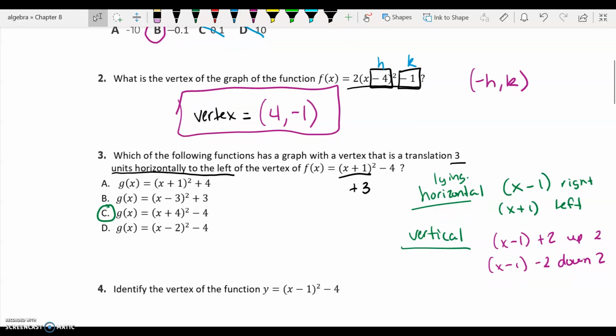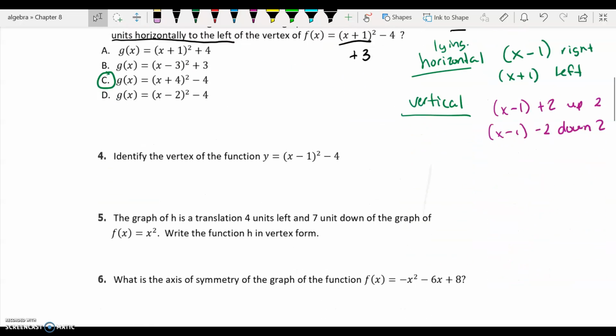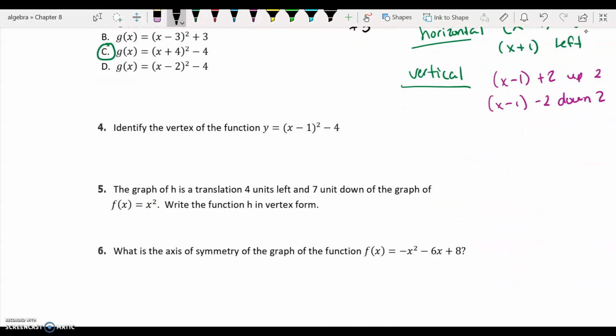Next one, it says identify the vertex of the function. They give you another equation like we've seen up above. You should be able to determine that it's 1, negative 4. Again, the h and the k are what you're looking at, but you're going to use the negative h and you're going to use the k they give you.